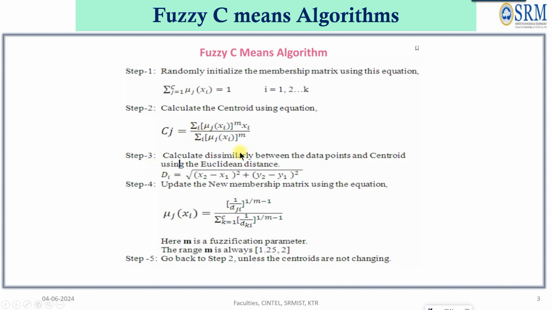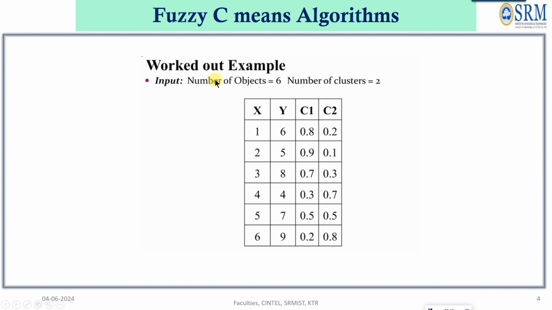The third step is to calculate the dissimilarity measure between the data points and the centroid using the Euclidean distance formula, and then update the new membership matrix using this particular equation. Then we go back to step 2 until the centroids are no longer changing. Till you reach the convergence state, we follow these steps from step 2 to step 4 in an iterative manner.